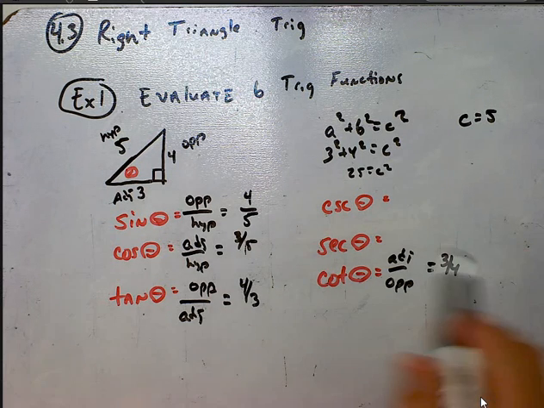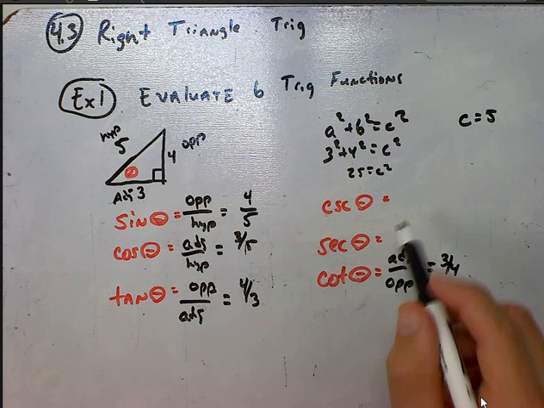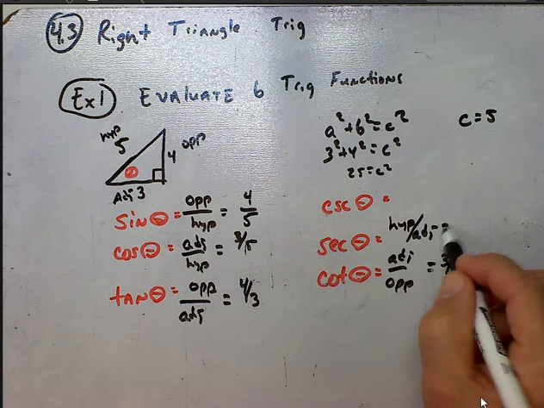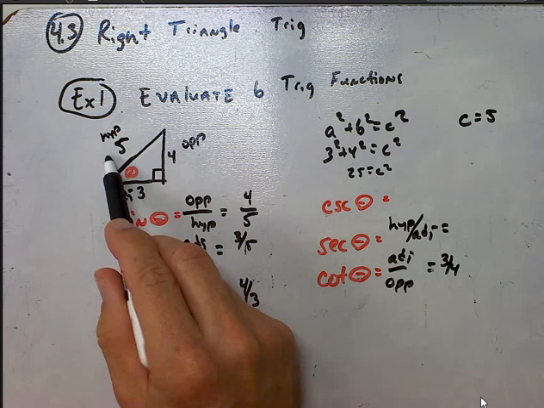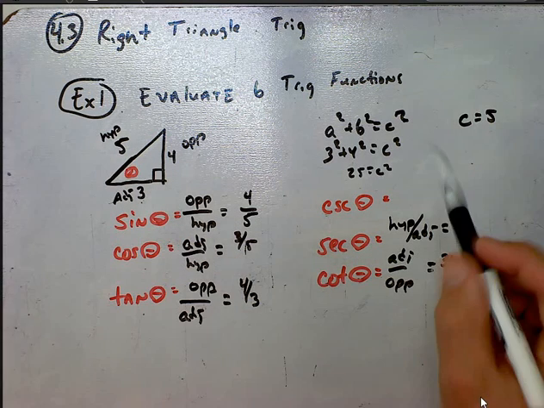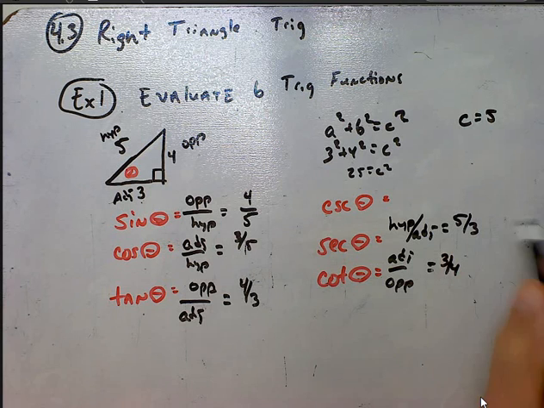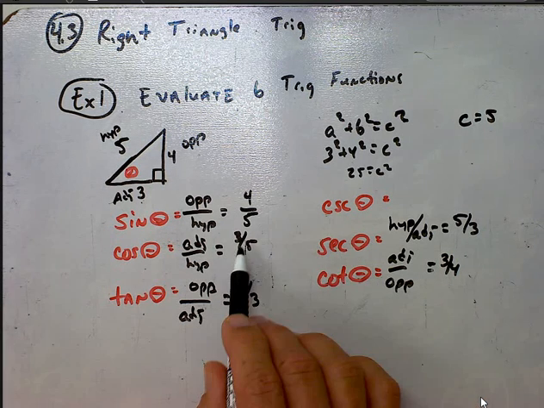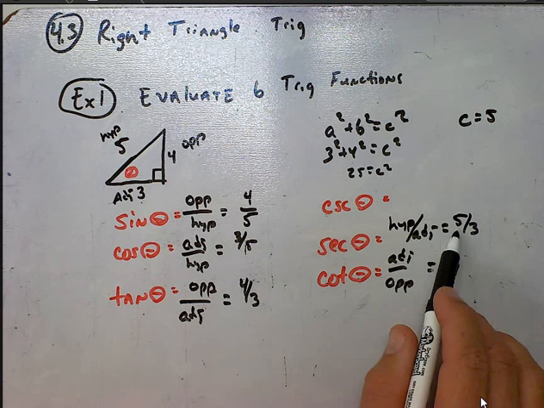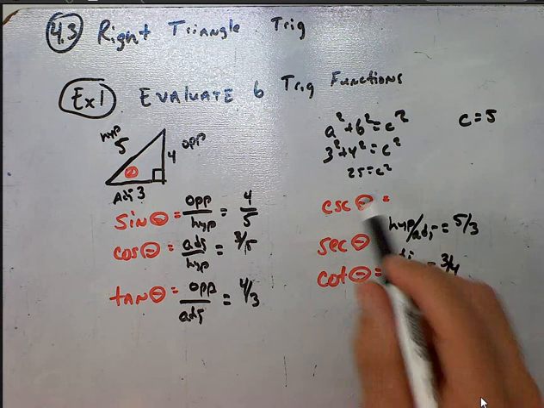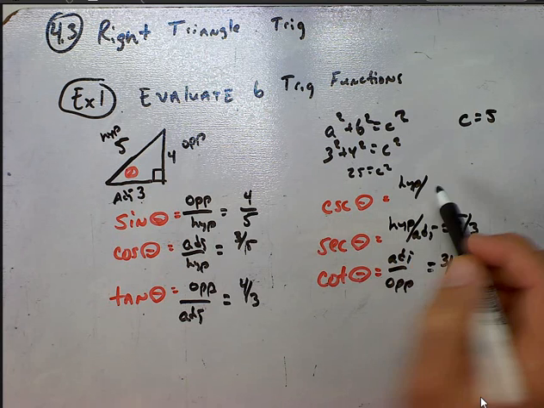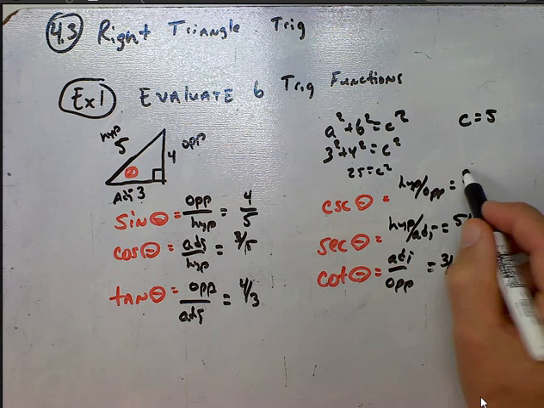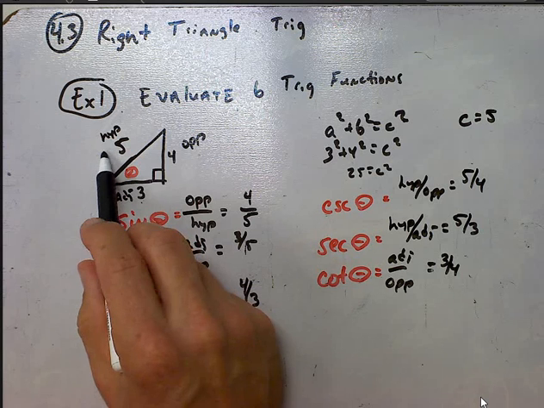The secant of theta is known as the hypotenuse over the adjacent side. So the hypotenuse 5 over the adjacent side 3. Notice it is the inverse of cosine, so cosine and secant are inverses of each other, 3/5, 5/3. Cosecant is defined as hypotenuse divided by opposite, so it's going to be 5/4, hypotenuse 5 over opposite 4.